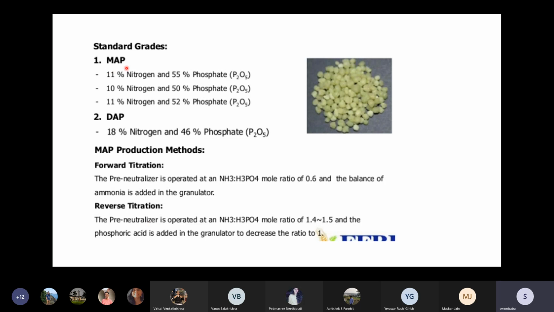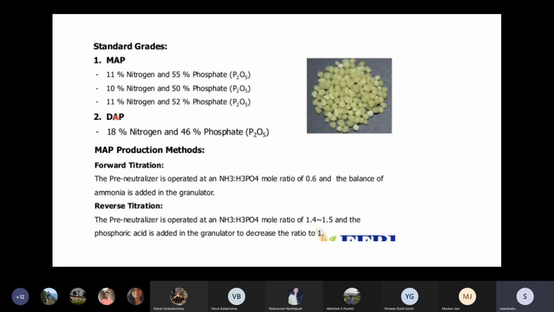So monoammonium phosphate contains 11% of nitrogen and 55% of phosphate in terms of the P2O5 content. That can vary slightly from grade to grade, and depends upon the concentration of the phosphoric acid in water. Some grades can have 11%, 55%, some grades can have 10%, 50%. The different industries produce different grades. This all depends upon the purity of the phosphoric acid.